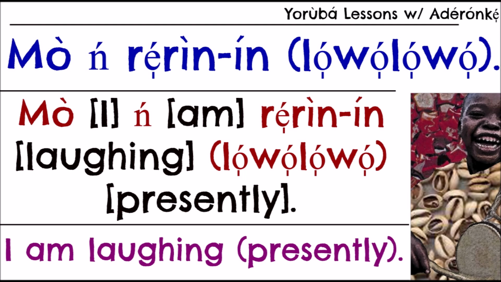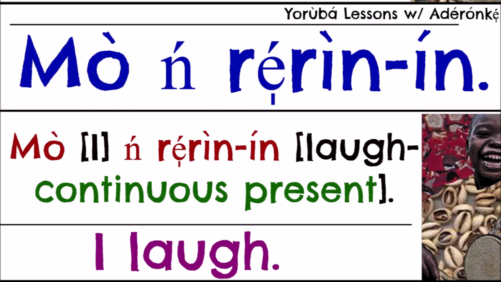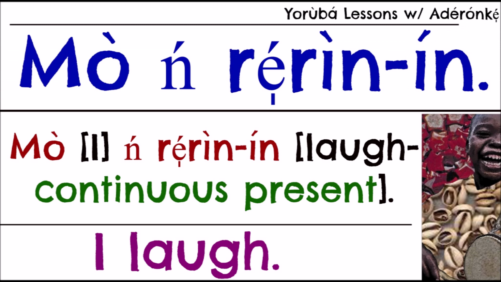So mo rẹ́rìn lọ́wọ́, I am laughing, or you could even shorten it and say mo rẹ́rìn, still the same thing. Simply mo rẹ́rìn is I am laughing. Now this is the reason why I added lọ́wọ́ in the previous slide. Mo rẹ́rìn could also be I laugh.